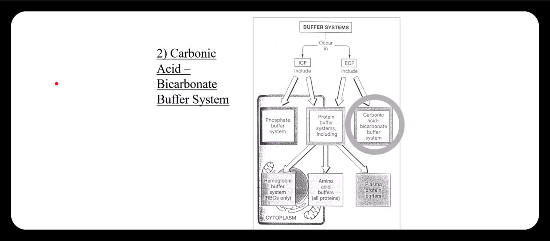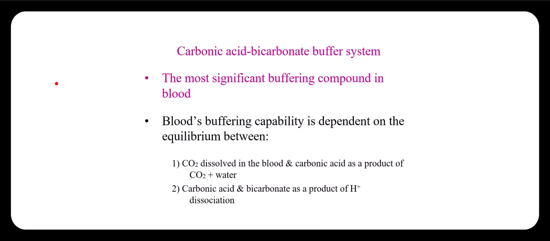Okay, the next one we're going to talk about is the carbonic acid bicarbonate buffer system. We're going to get very, very mechanical with that one also. This one's the most significant buffering compound in the blood. And again, it's equilibrium driven. So let's talk about this one. Like everything, we'll draw it out. And we're actually going to do some of the things in the end of the PowerPoint while we're doing this, and we'll talk about why when we do it.